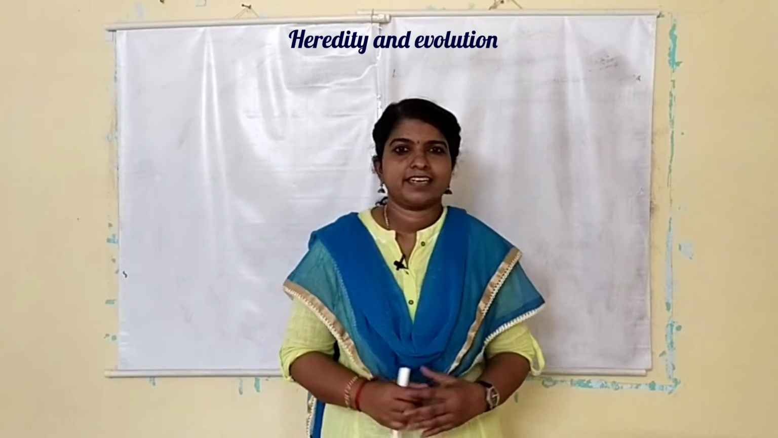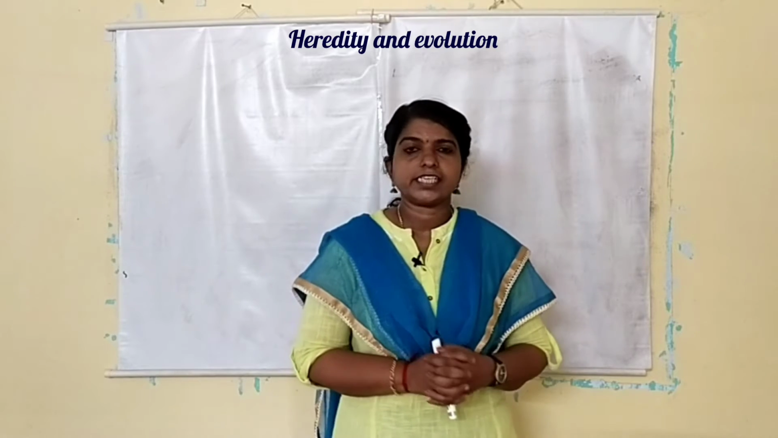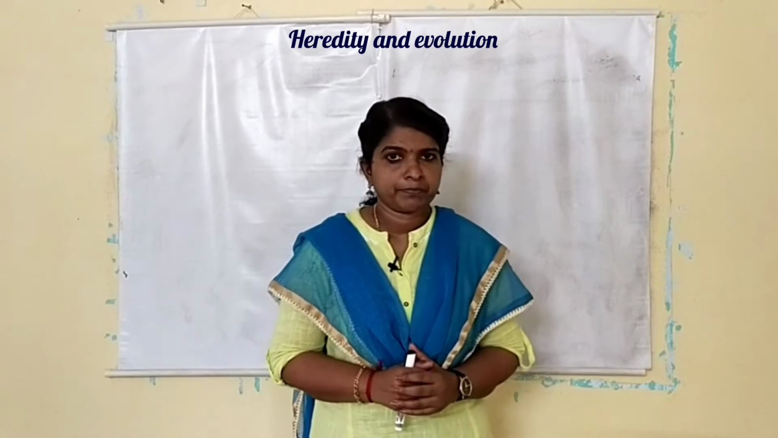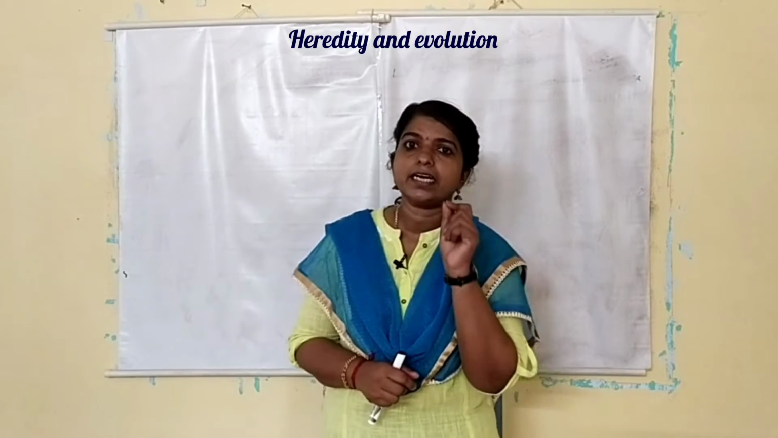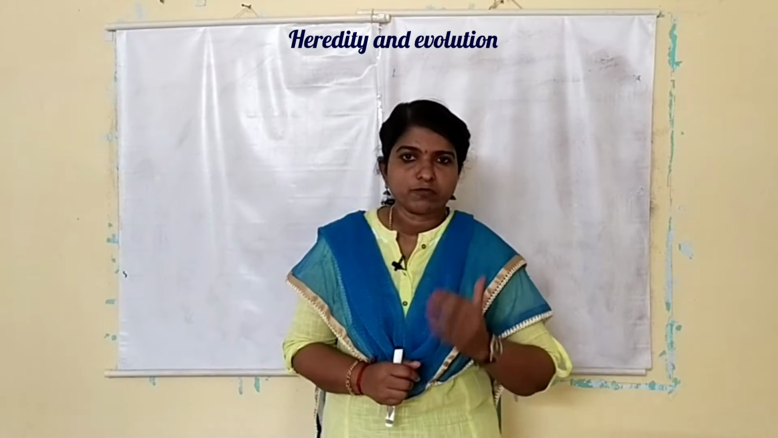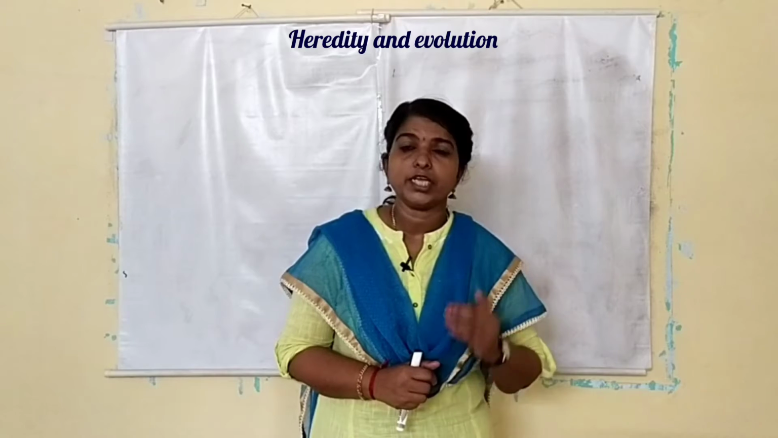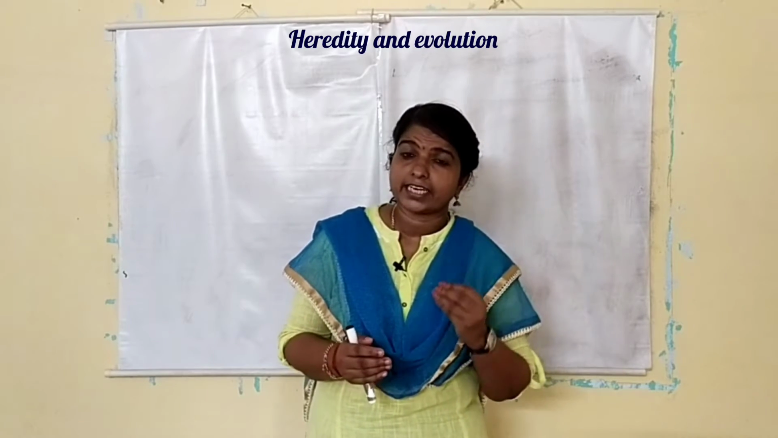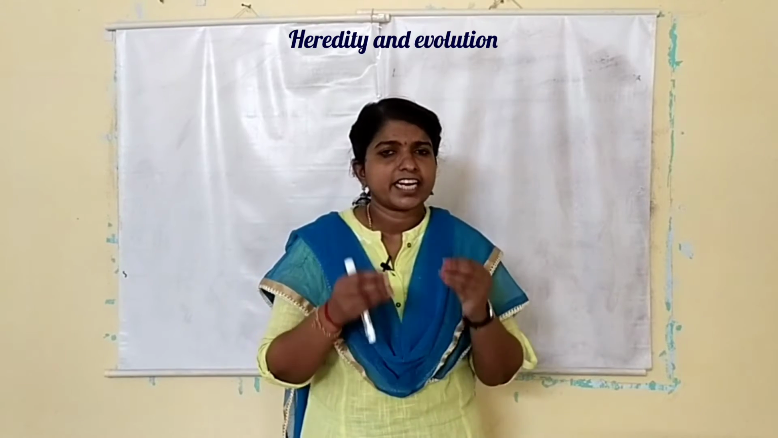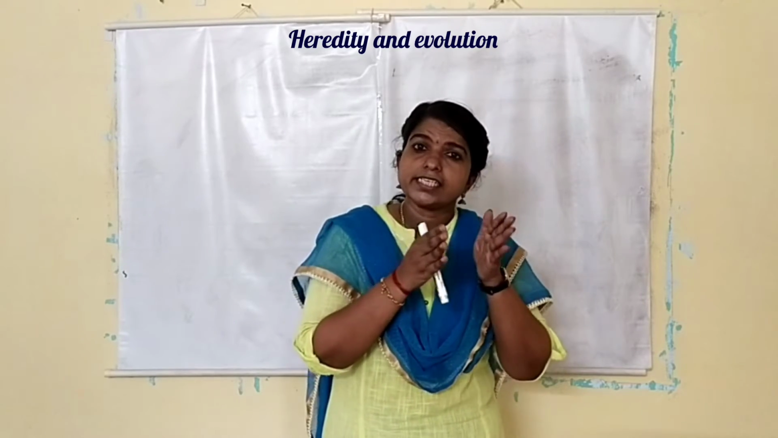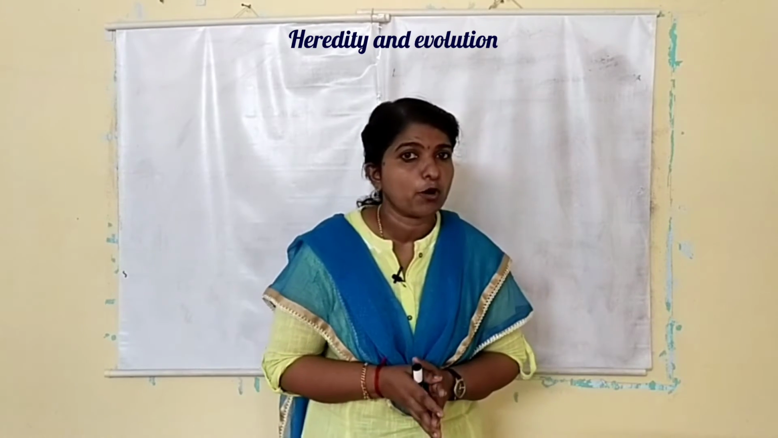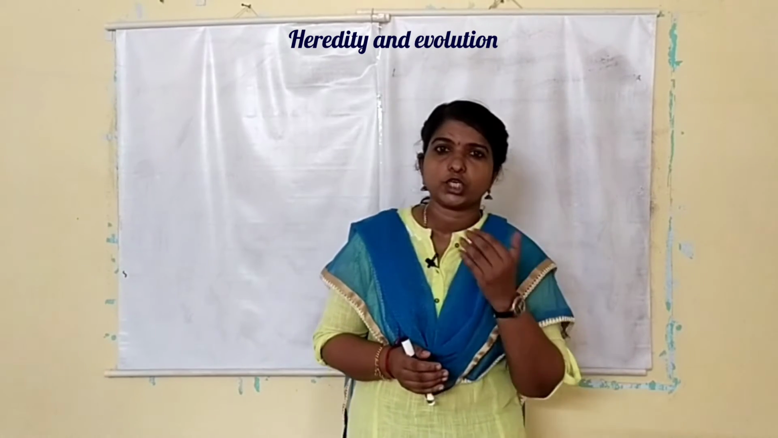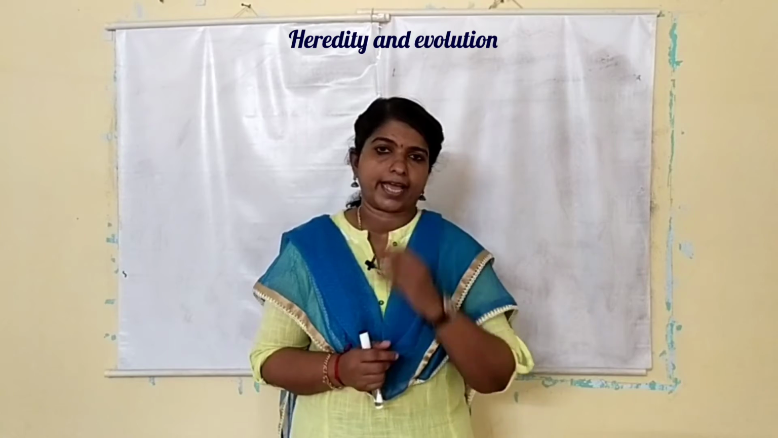Hi children, in the last class we discussed Mendelian mono-hybrid cross, that is, using a single character, and the conclusion was that characters may be dominant or recessive. Dominant means the character which is expressed, and recessive means the character that gets suppressed in the presence of a dominant gene. Now, today we can study another cross involving two characters.